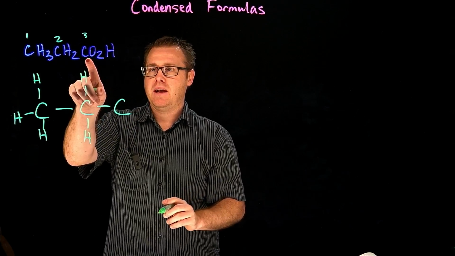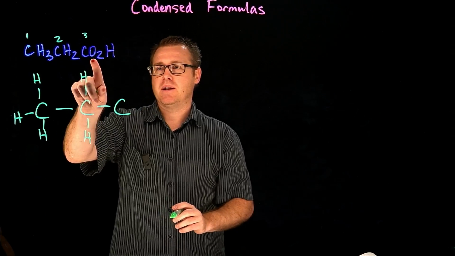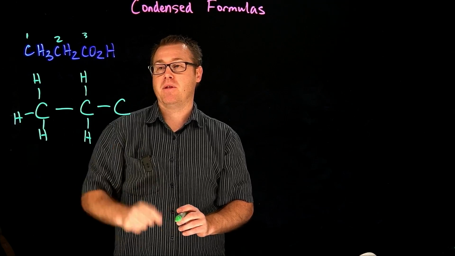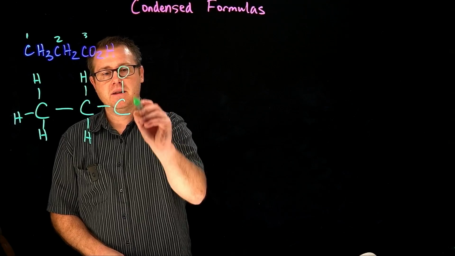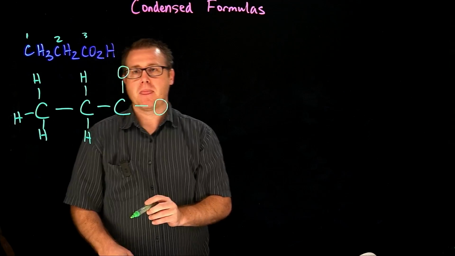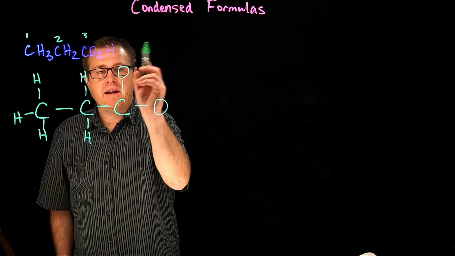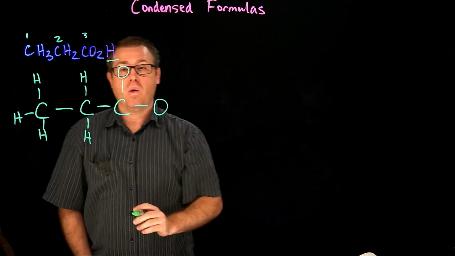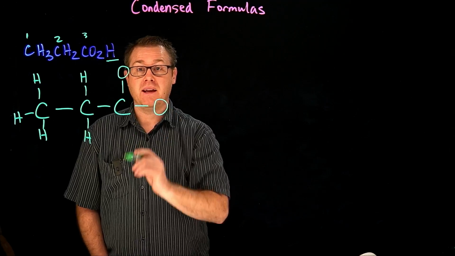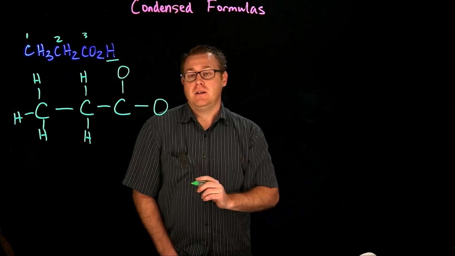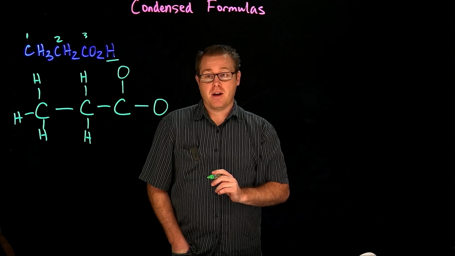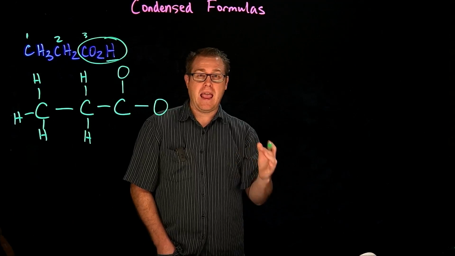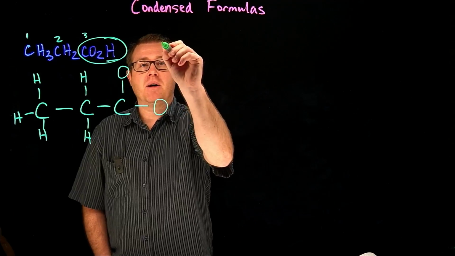Now, carbon 3 has something going on here. It's showing us that 2 oxygen atoms are bonded to carbon 3. So we could draw it like this, and then like this. Now, where is this hydrogen attached? Is that hydrogen attached to carbon 3, or to one of the oxygens? It's going to be attached to one of the oxygens. When you see that formula right there, CO2H, that is describing a carboxylic acid.